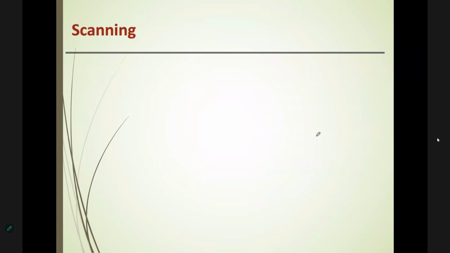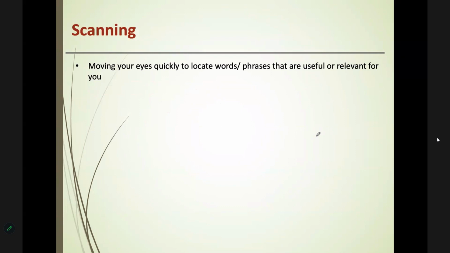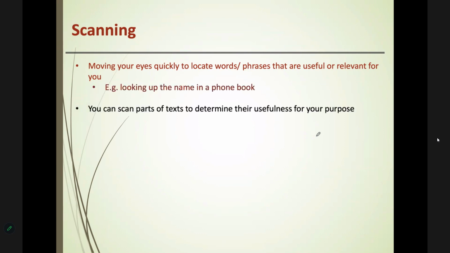What we mean by scanning is just moving your eyes quickly to locate the words or phrases that are useful or relevant. One way of scanning is looking up only the headings, like looking up a name in a phone book. You just scan it; you don't really read it. When you look at a paper, you just scan the major words, the headings, the titles, the subheadings. Then, without even reading, you can easily get an understanding of whether this paper is relevant or not.